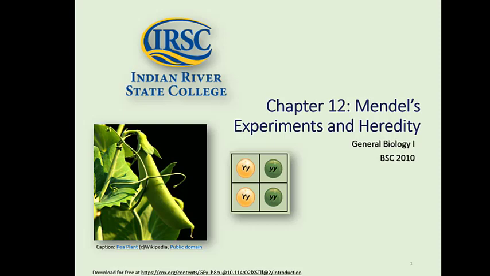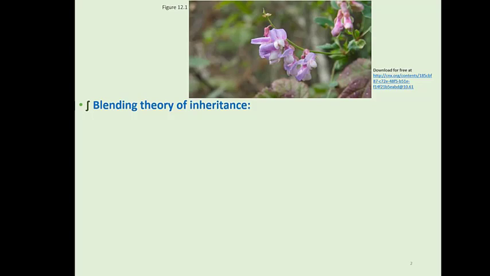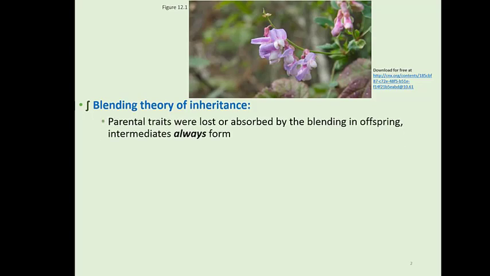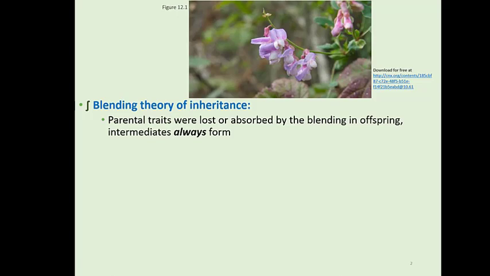To start talking about Mendel, his experiments, and heredity in general. We start out by looking at what was believed a long time ago, this idea of the blending theory of inheritance, where parental traits were basically lost or blended, joined together in the offspring, and that intermediates always formed. We, of course, now know that this isn't the case because everyone would look alike.